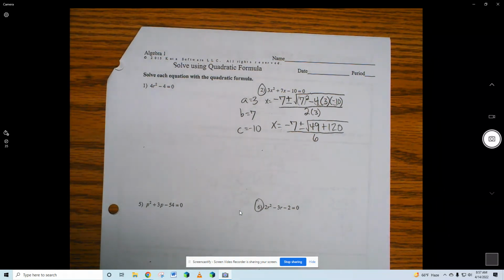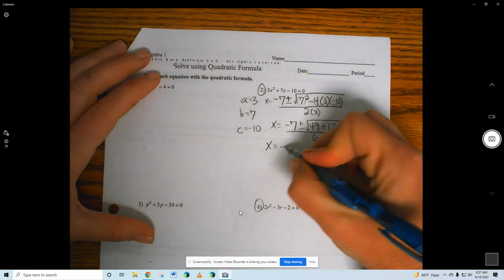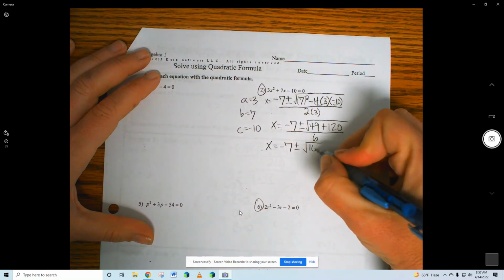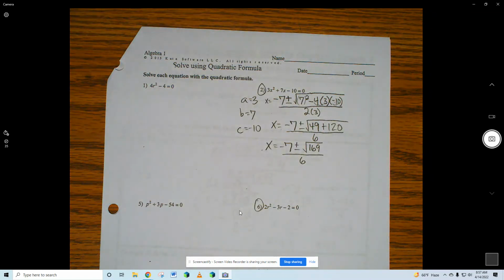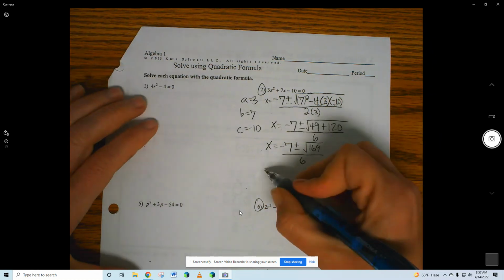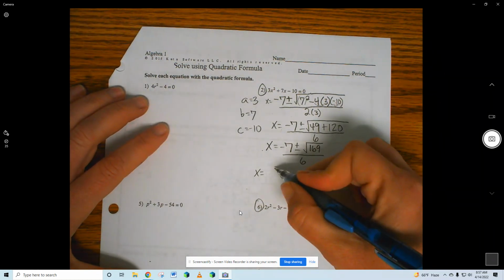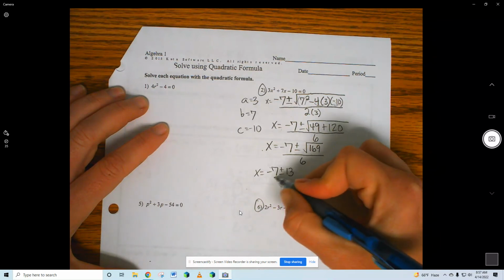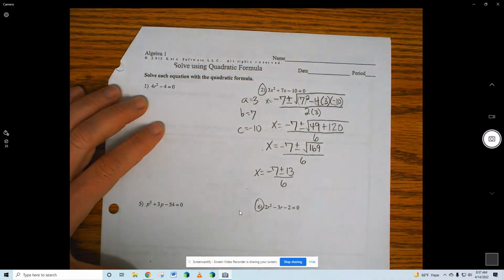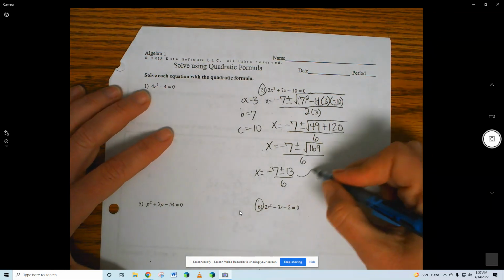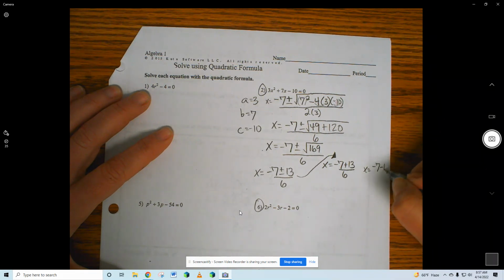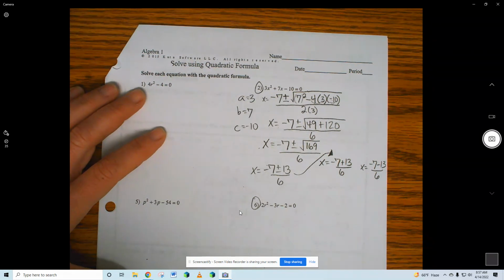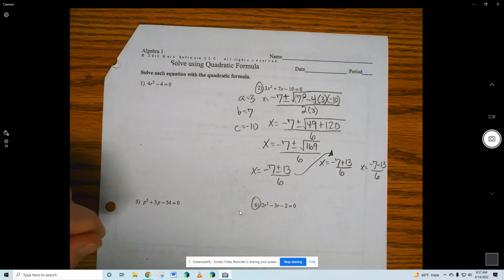Well, 49 plus 120 makes 169, and that's a perfect square. Does anyone know what times what makes 169? 13. Good job. So here we go. X equals, and split it up. So, oh, well, negative 7 plus or minus 13 over 6. So it's no longer in square root. 13. So I'm going to do both of them over here. X equals negative 7 plus 13 over 6. Negative 7 minus 13 over 6. I go all the way to the end because it's a perfect square.